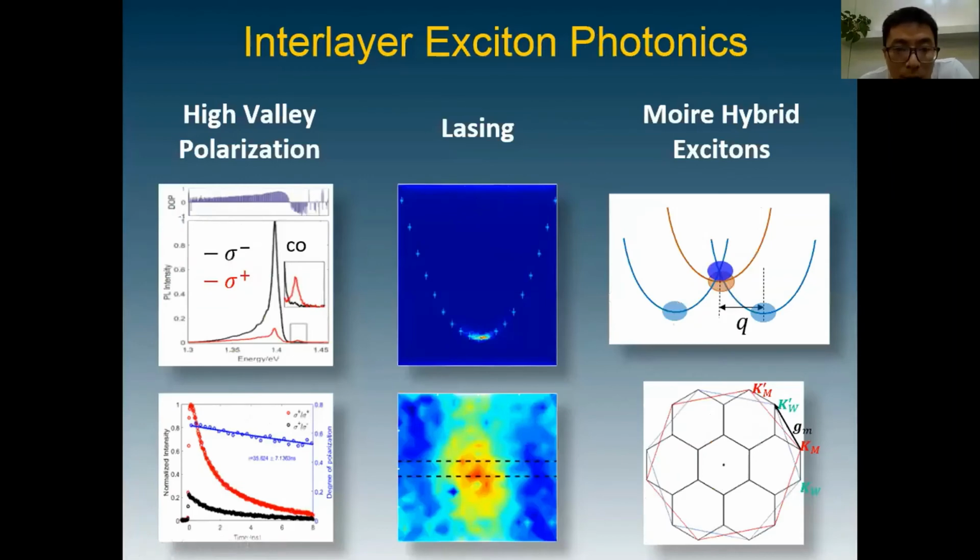Okay, with that, I would like to conclude. I showed three works about interlayer excitons. First, we demonstrated the high valley polarization from interlayer excitons in such a heterobilayer with precise rotation alignment, and also the reduced inhomogeneous broadening. We can resolve the singlet and triplet exciton, and we get a very high degree of polarization. Integrated with the grating structure, we demonstrate a lasing device, and for the first time we measured the spatial coherence. And here, with the other combination, we demonstrate the Moiré hybrid excitons.